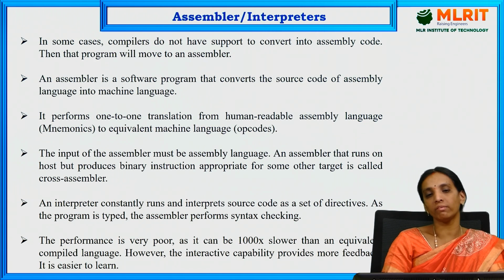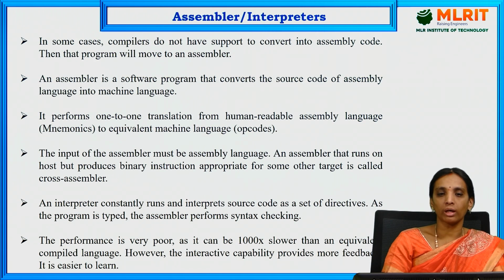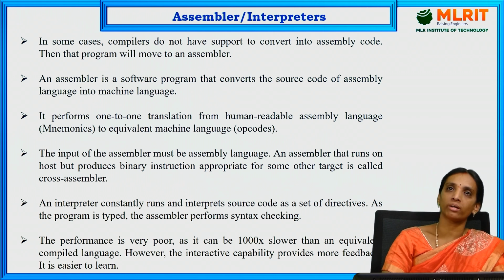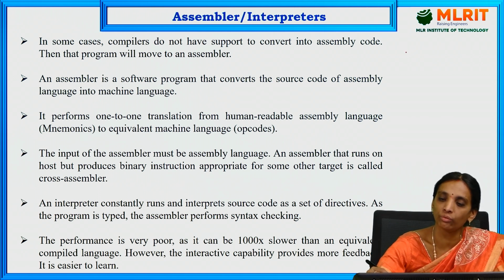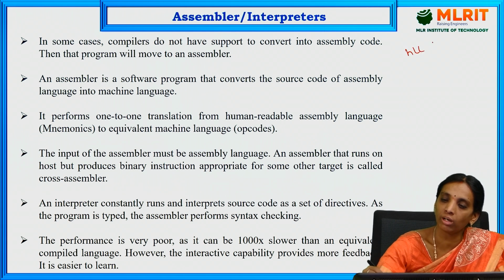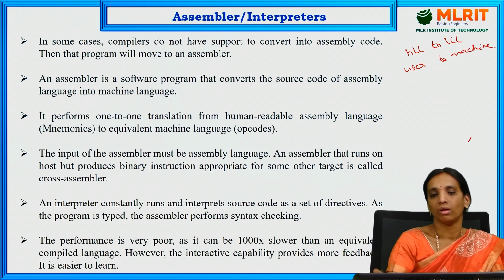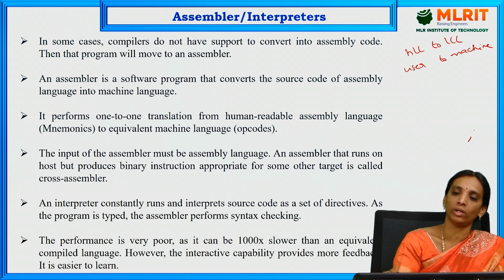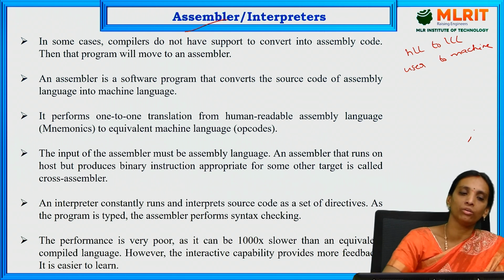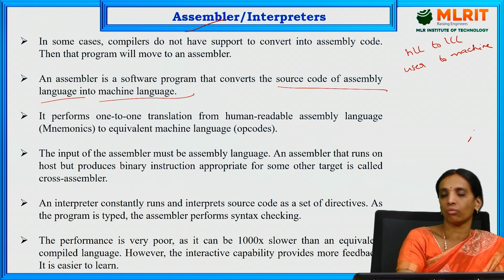And the next tool is the assembler or interpreter. So compilers do not have the support to convert assembly language code. Here we have discussed that a compiler is used for converting the high level language to low level language, and converting the user defined language to the machine language. But it does not have the possibility of converting the assembly language. So this assembler is used for converting the source code of assembly language into the machine language.